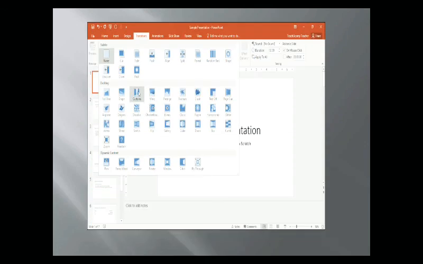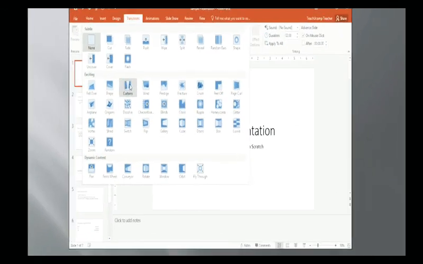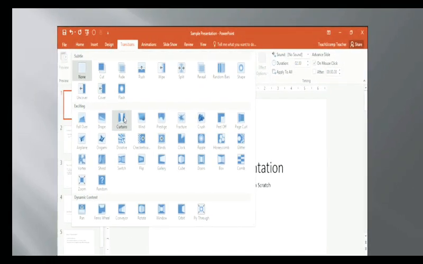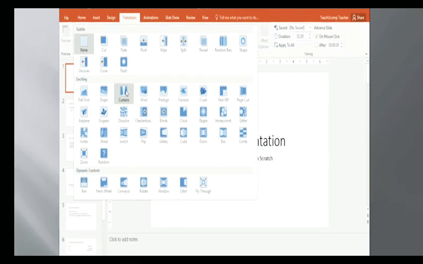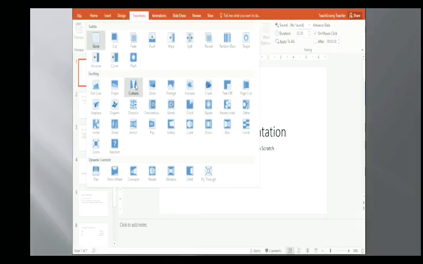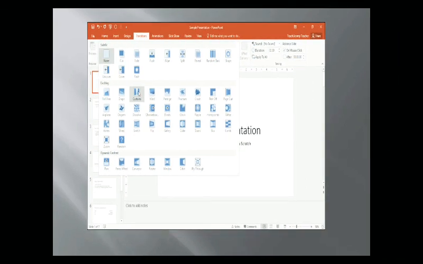See the picture in the Transition tab, class. There are so many. See, fall over, curtains, prestige, cube, gallery, flip, switch. There are so many. You can use any of your choice. Let us move forward.